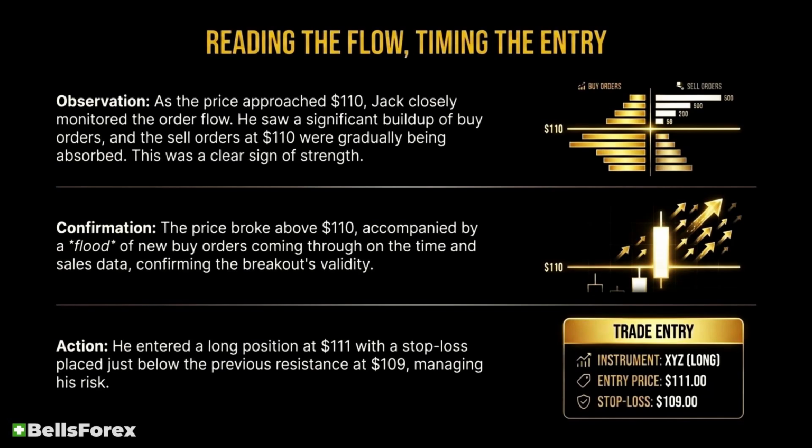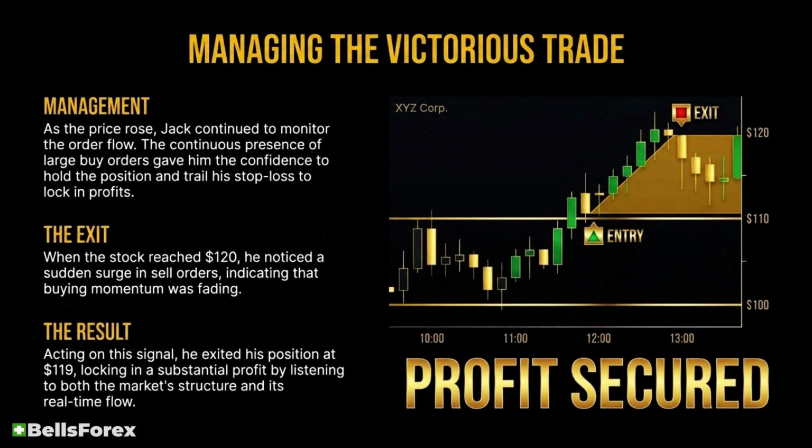And what about his risk management? The stop loss. He placed it strategically at $109, just below that old resistance level, which was now confirmed support and was protected by that absorption zone he had already identified. His risk was defined by the data. Brilliant. And how did he know when to get out? How did the flow help him exit?